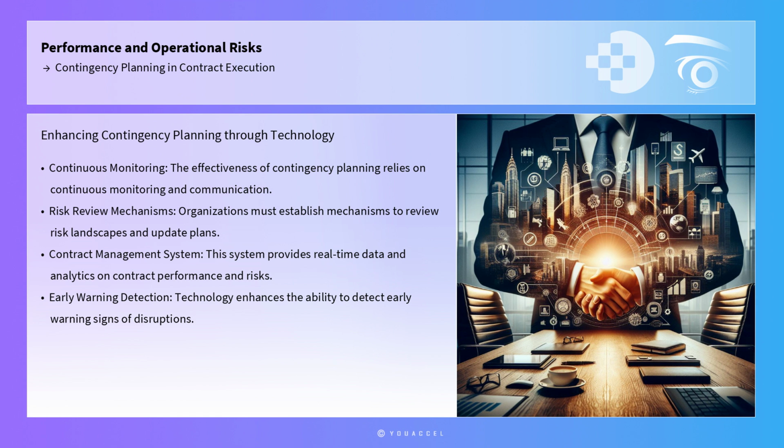The effectiveness of contingency planning is also reliant on continuous monitoring and communication. Organizations must establish mechanisms to regularly review risk landscapes and update contingency plans accordingly. This can be achieved through the implementation of a contract management system, which provides real-time data and analytics on contract performance and potential risks. By leveraging technology, organizations can enhance their ability to detect early warning signs of potential disruptions and activate contingency plans in a timely manner.